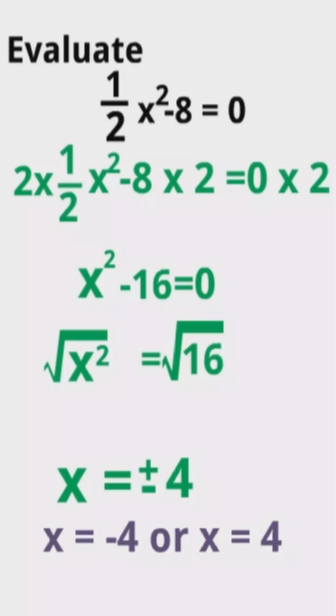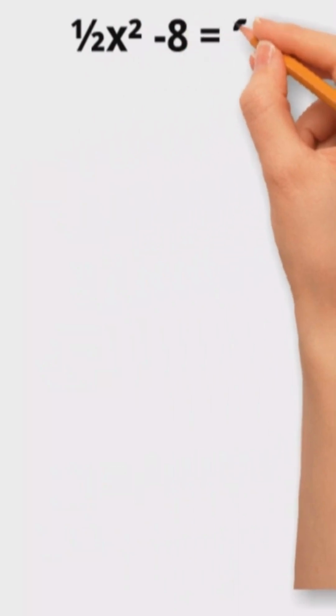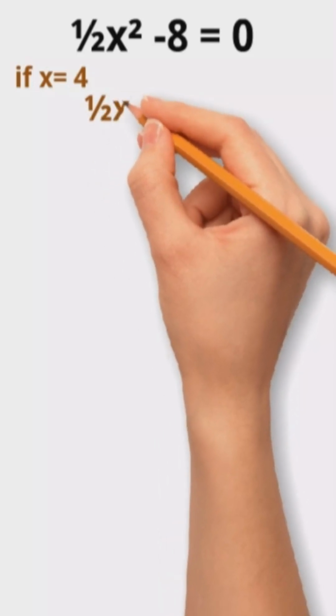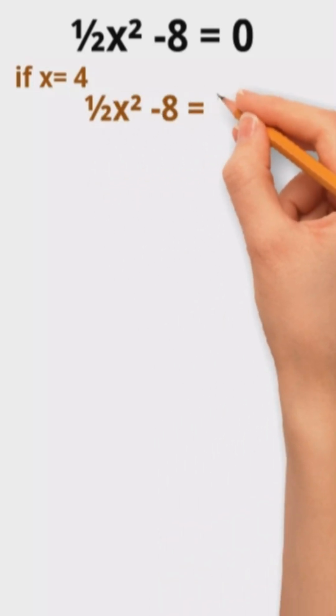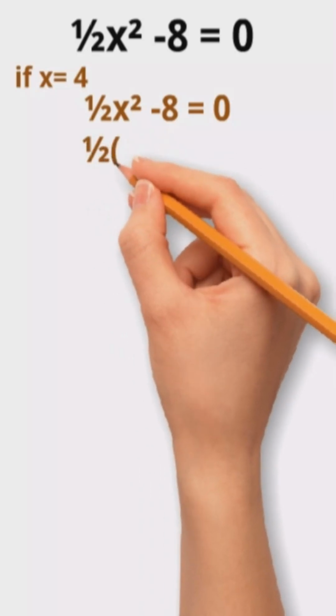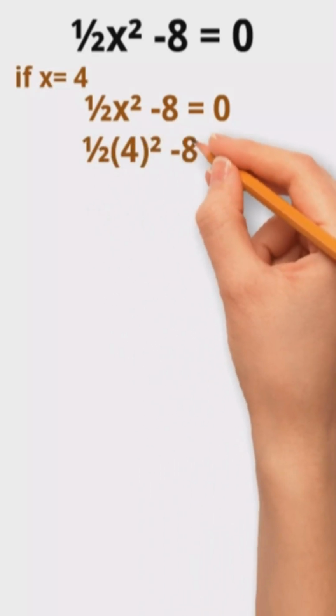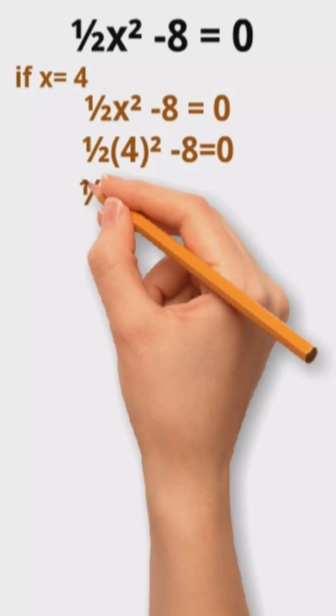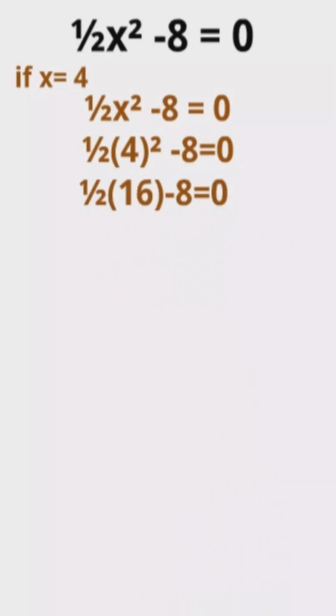Now let's quickly check whether the solutions we have found will complete the equation. Let's start with +4. The equation is 1/2x² minus 8 is equal to 0. Next, we replace x by +4, and we will have 1/2 times 4² minus 8 is equal to 0. We write 1/2 first, then evaluate 4 squared, which will give us 16 minus 8 equals 0.